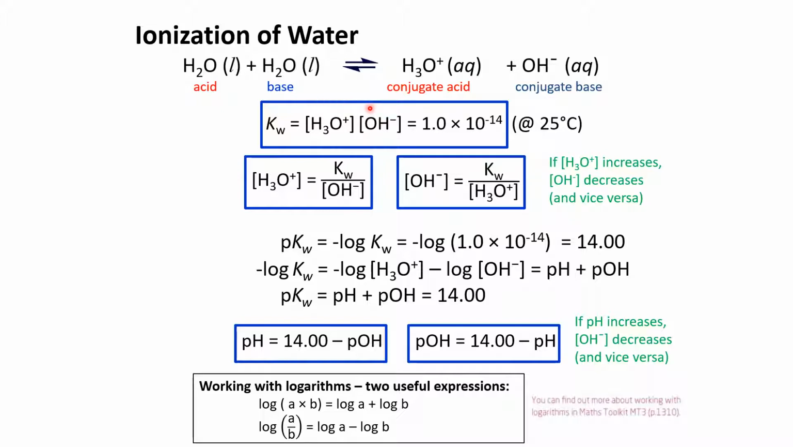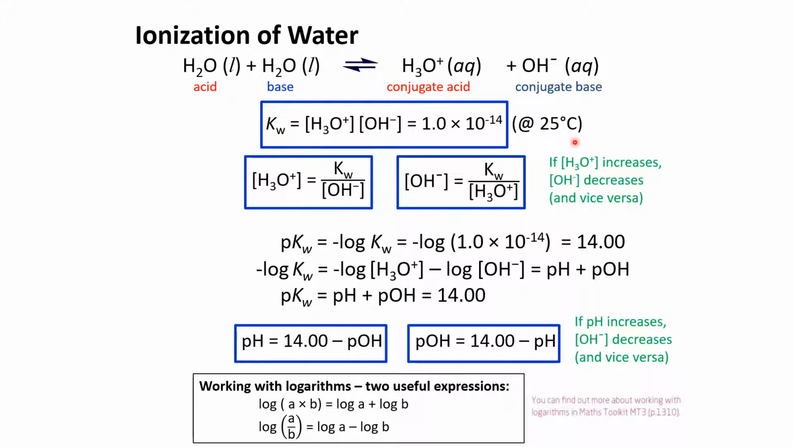Now normally we would divide by the concentrations of the reactants, but you'll notice here that the reactants are pure liquids, and whenever you have a pure liquid or a pure solid, you do not include it in the expression for the equilibrium constant. So in this case, Kw equals the concentration of H3O+ times the concentration of OH-, and that is the complete expression. The value for Kw is 1.0 times 10 to the negative 14 at 25 degrees Celsius.